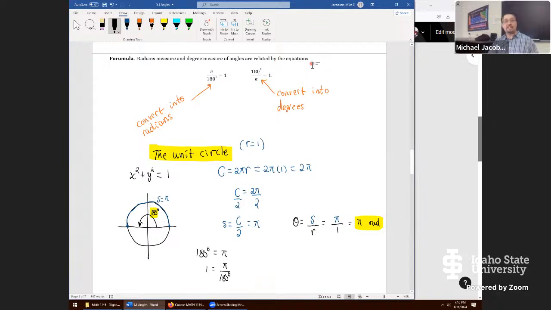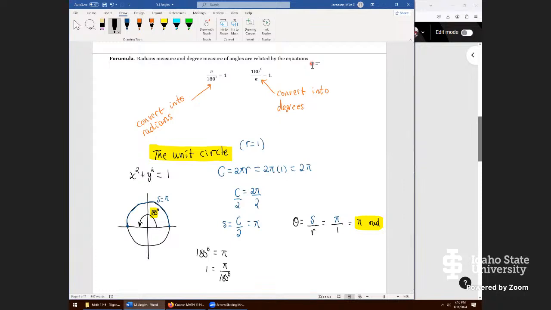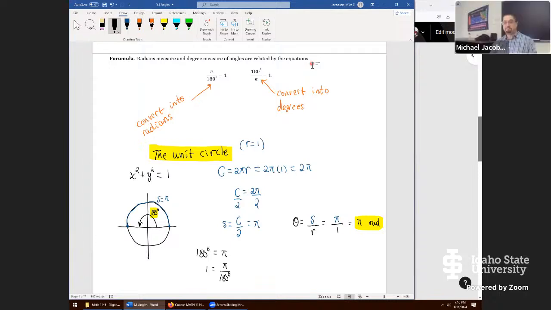Any questions at all, folks, on the end here? So it just means like pi is equal to 180. Exactly. It's pi radians equal to 180 degrees. That is correct, yes. Okay. Other questions about that so far?